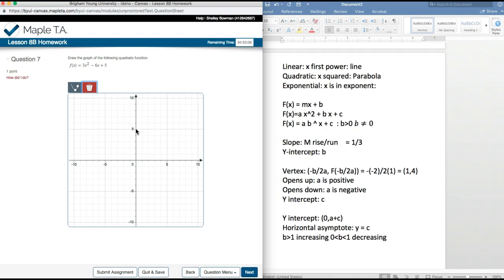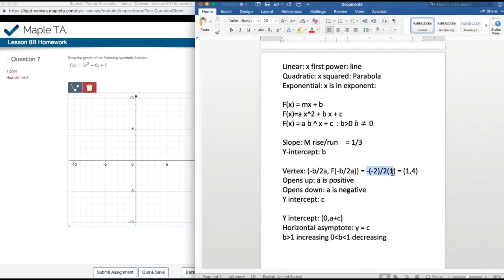So what I want to do is find the vertex. To find the vertex, it's negative b over 2a. I'll get rid of this work from my last one. And we're going to find b is negative 6. So it's negative negative 6 because it's negative b, divided by 2a. A is the number in front of the x squared, which is 3.